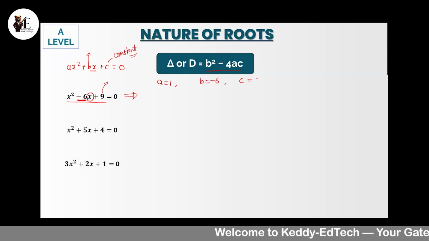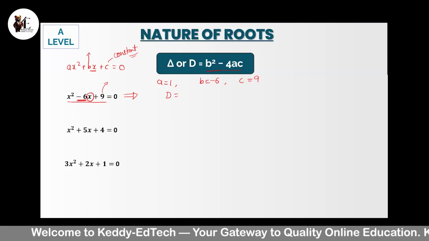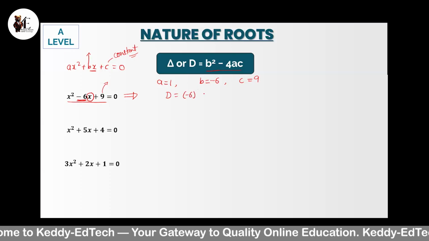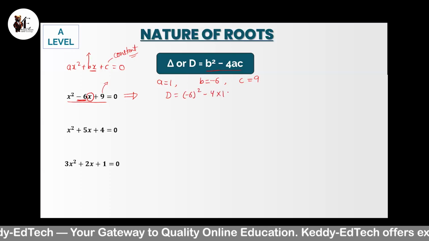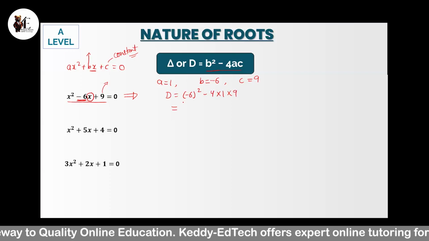Yes. So now we know the value of a, b, and c. Substituting the value of a, b, c in this formula: -6 square minus 4 into a is 1 and c is 9. So what will be the square of -6, Vanya?